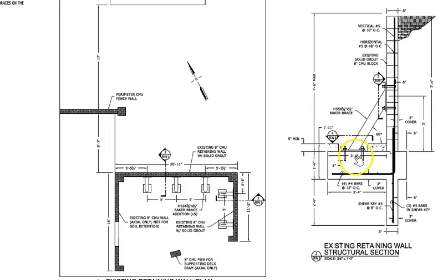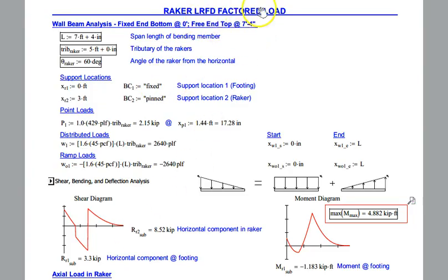Okay, so how do you use the cantilever retaining wall software to design this brace? What you need to do is you go in and do some quick hand calcs. The raker load, factored load, you put the span length, and then you put the support at the footing as location 1, and then the raker is another support, and then you load that with the active earth pressure. So the height is 7 foot 4 inches, and when you do the analysis, you end up getting a maximum moment of 4.88 kip foot.